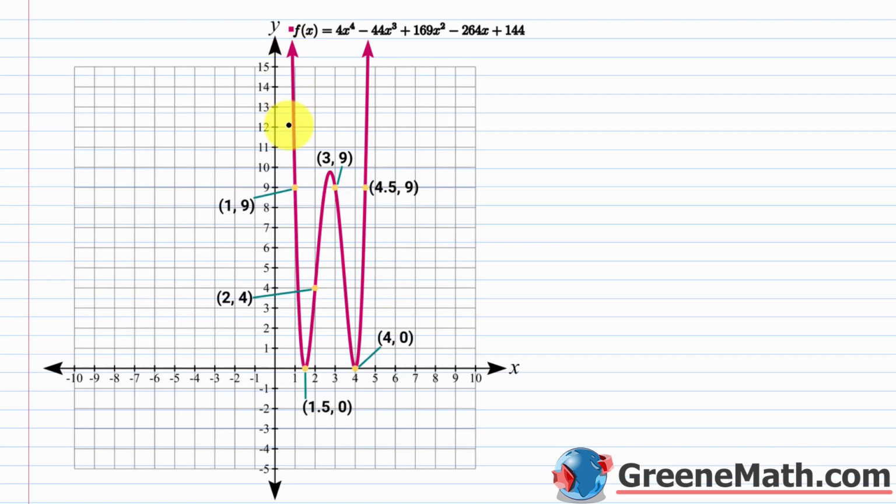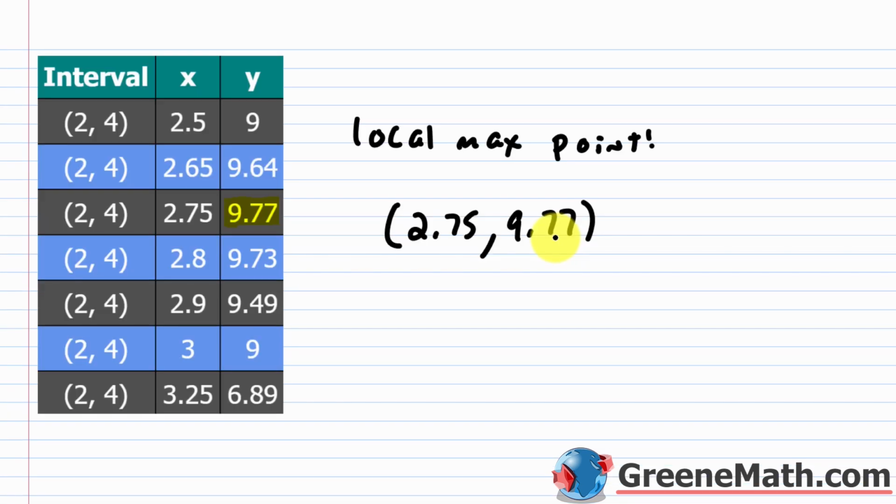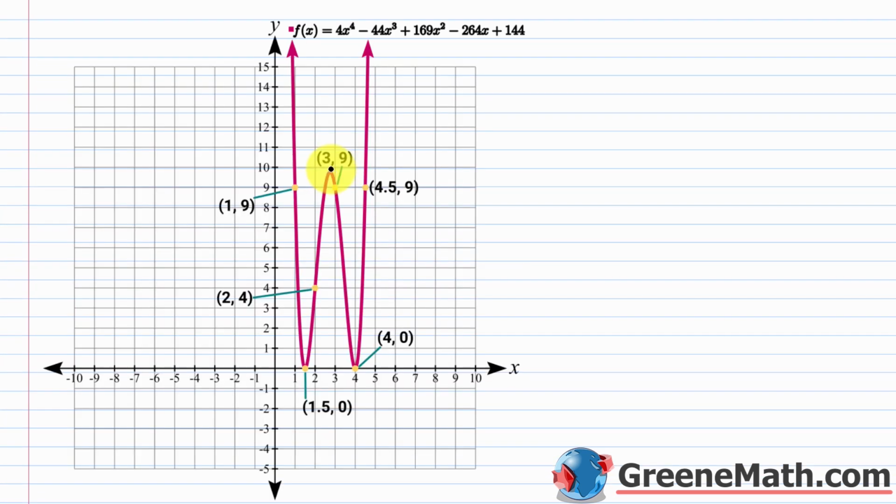So we're going to come down like this, do that 0.1, 9, and then we're going to come down. We're going to hit that 1.5, 0, turn around, come through that 0.2, 4. We're going to come up. Again, the x value here is 2.75. The y value is going to be about 9.77. So then we would have our turn.